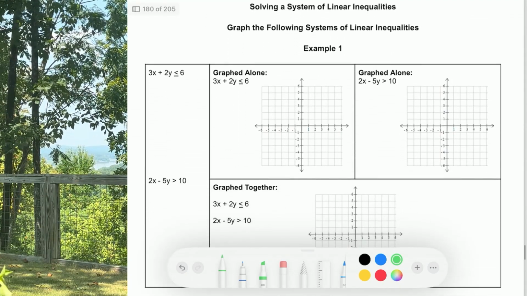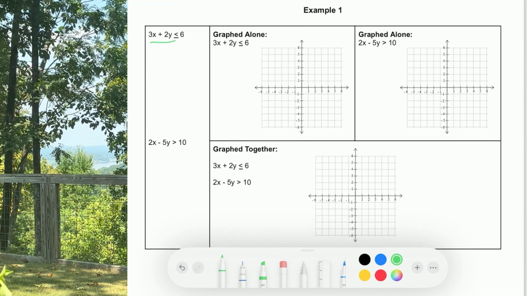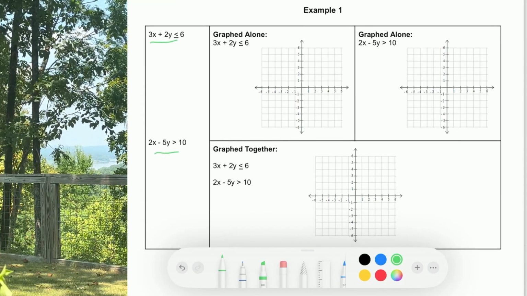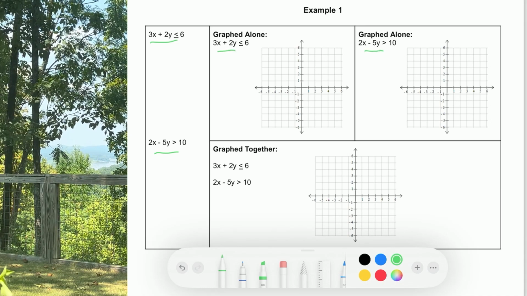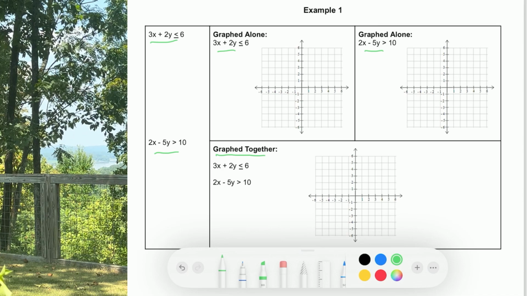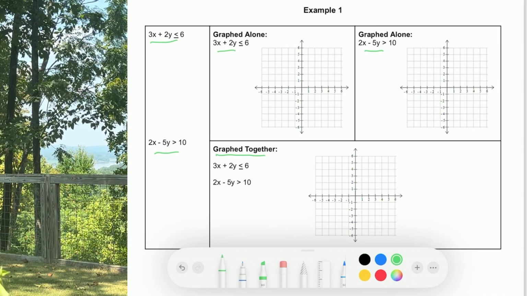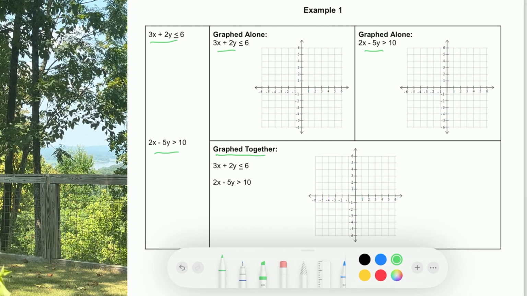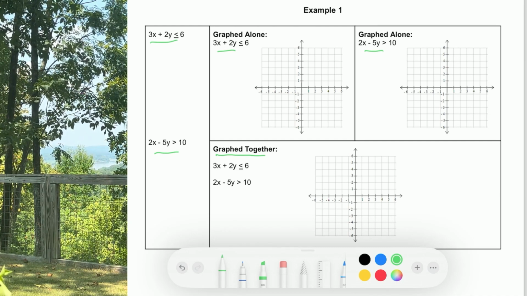Example 1. You'll notice I have two equations. I have one here and I have one here. And then I have where I'm going to graph each of them individually. And then finally, I have where we're going to graph them together. So what I want to do is take you through this step by step so you can see what your final answer will look like. But you'll have multiple steps for you to follow when you do this on your own.